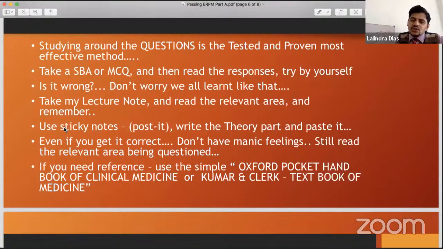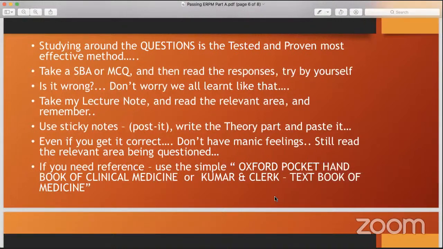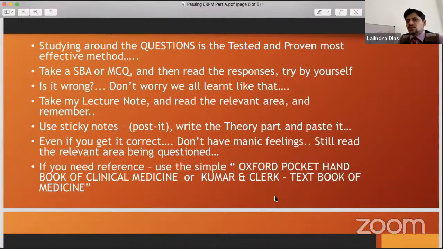And as a reference, you also can use the Oxford Pocket Handbook of Clinical Medicine. This is a small book, very cheap, I think. It's a small one which you can put even in your trouser pocket or a lab coat pocket. Or if you really want, you can use Kumar and Clark, but don't read Kumar and Clark from page 1 to page 1400 or something like that. You will end up becoming a psychiatric patient, because you have only a short period to study, and in that you can't be reading the whole book.